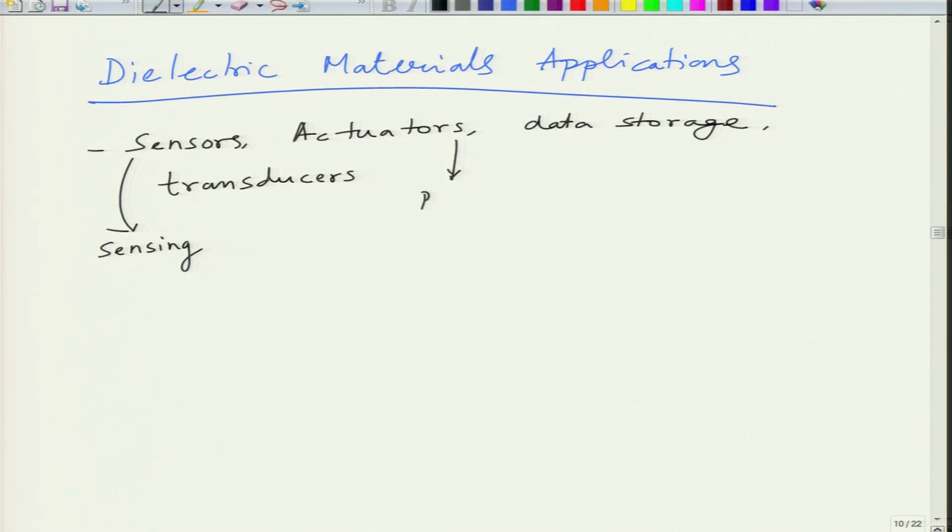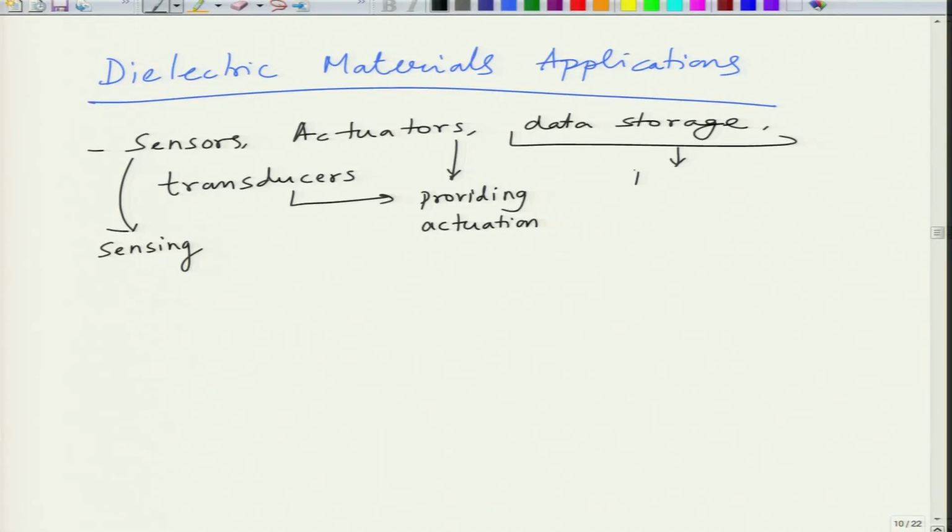Actuator means providing actuation. So, actuators and transducers are the devices which are based on utilizing the mechanical movement in these materials. So, we will see these are very important. So, certain types of dielectrics, not all dielectrics can be used for these purposes, but only certain types of dielectrics are used for actuators and transducers kind of applications.